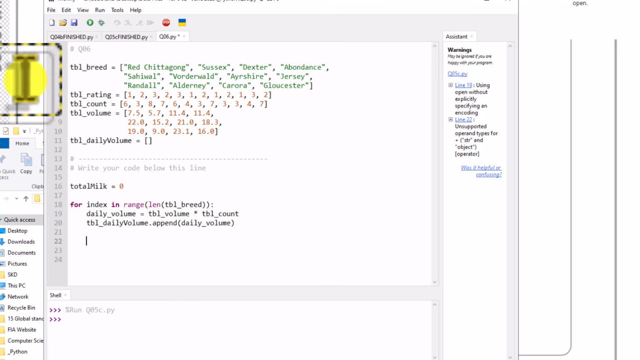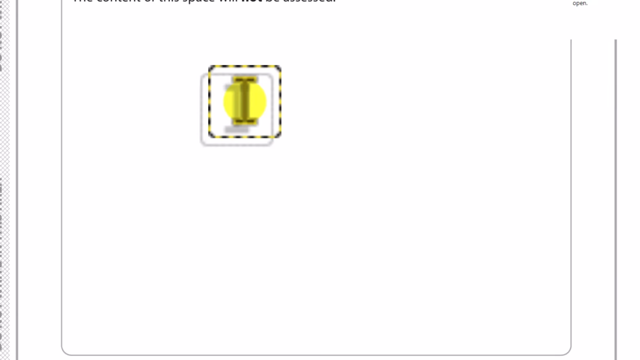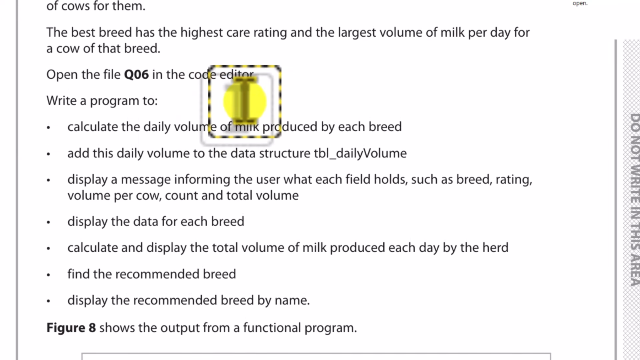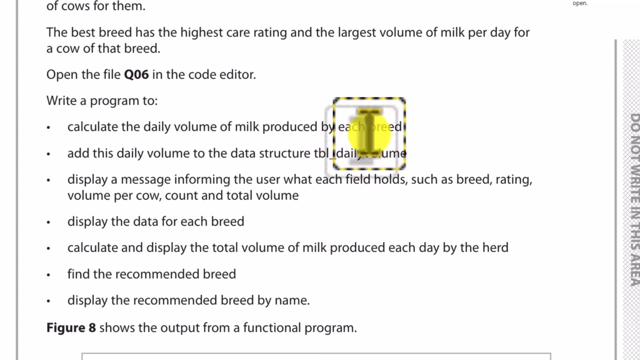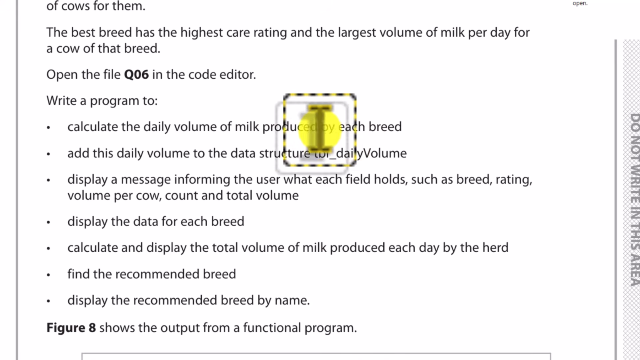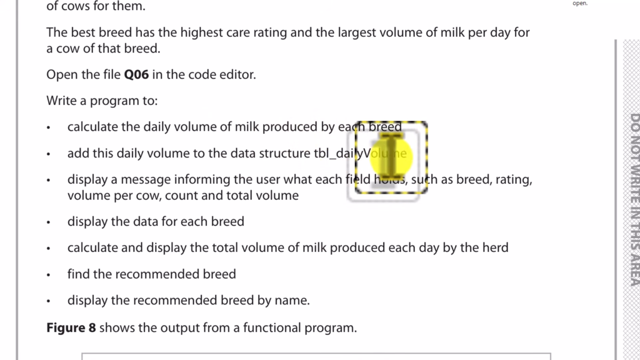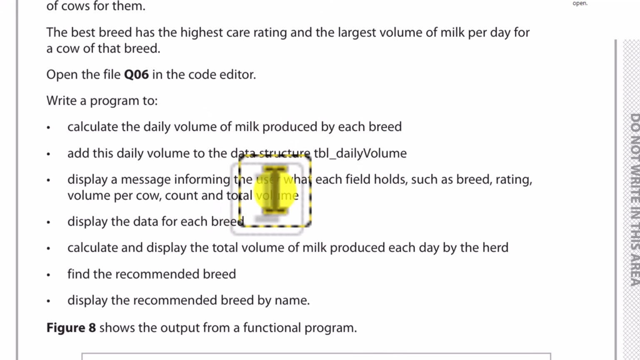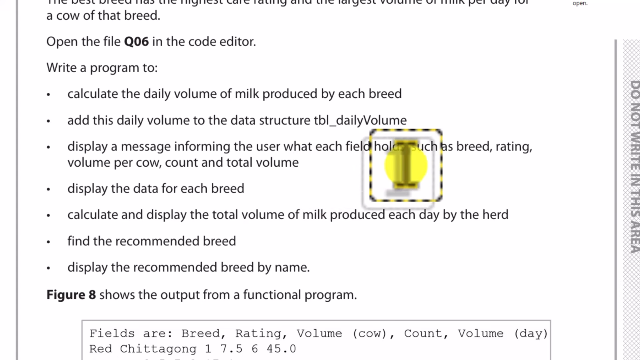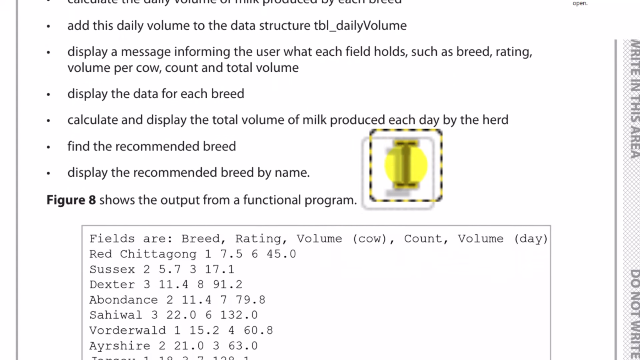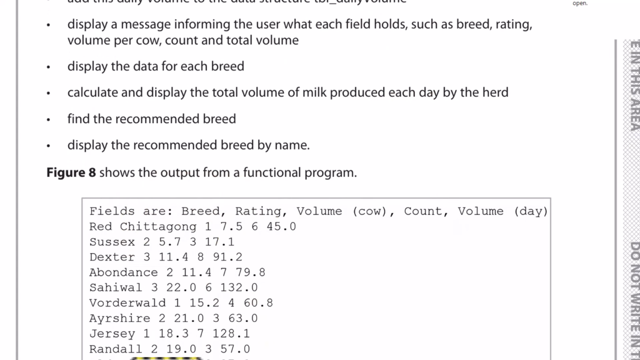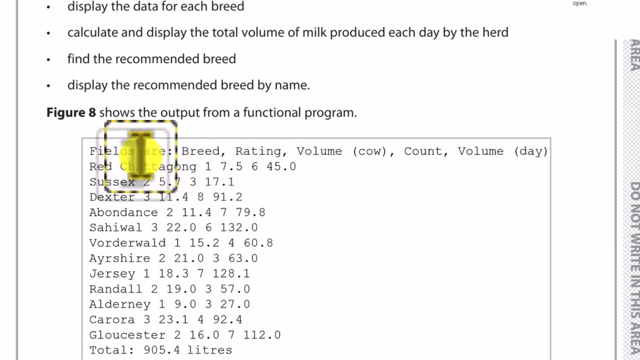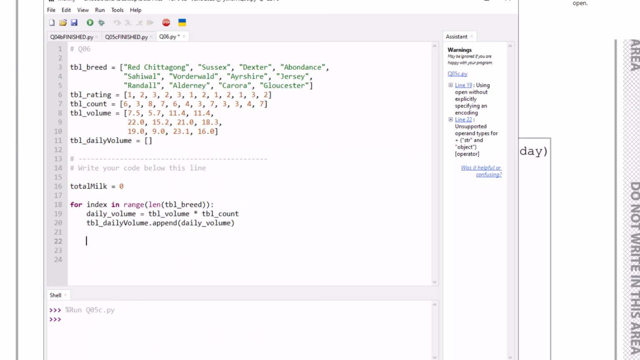Then for the rest, let's look at the question. What else do we have here? It has to calculate the volume produced by each breed, and we did that. Display a message informing the user what each field holds, such as breed, rating, volume per cow, or anything. That is a very simple print statement. So here as well we will do that, so I'll write print.